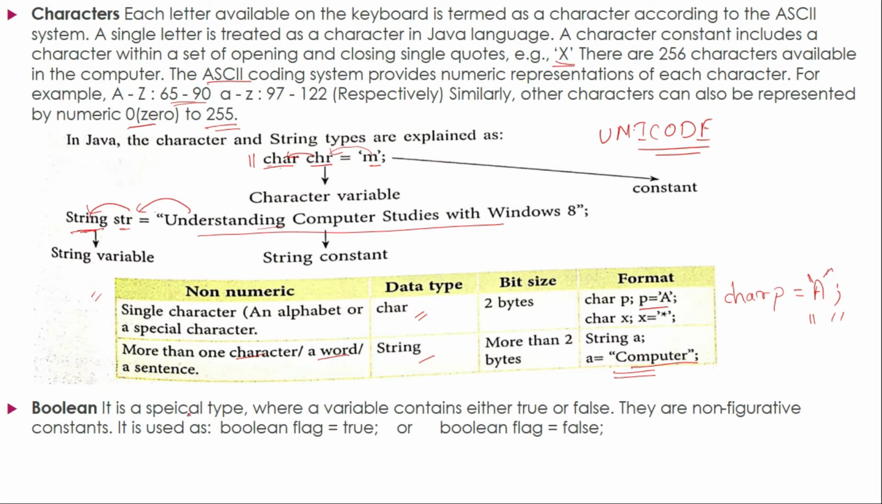Boolean. It is a special type where a variable contains either true or false. They are non-numeric, that means we do not store any value, it will just give the output as true or false. It is used like this, this is the format. Flag is the variable name.